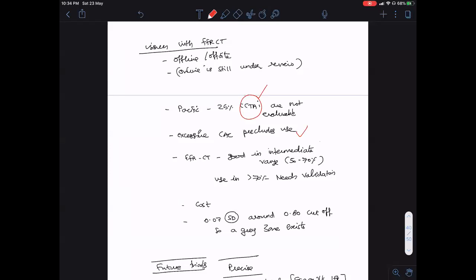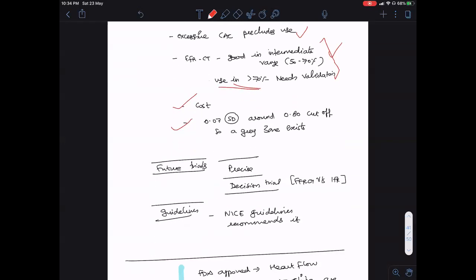So FFR is probably good in the intermediate range, that is 50 to 70%. But how about its use in more than 70% stenosis? Studies are yet to be done. Cost right now as it stands is very expensive. The standard deviation is about 0.07 around the 0.8 cutoff. So there still exists a very mild and minor gray zone, wherein CT-FFR is probably unreliable in the 0.73 to 0.87 range probably. So future trials are underway.